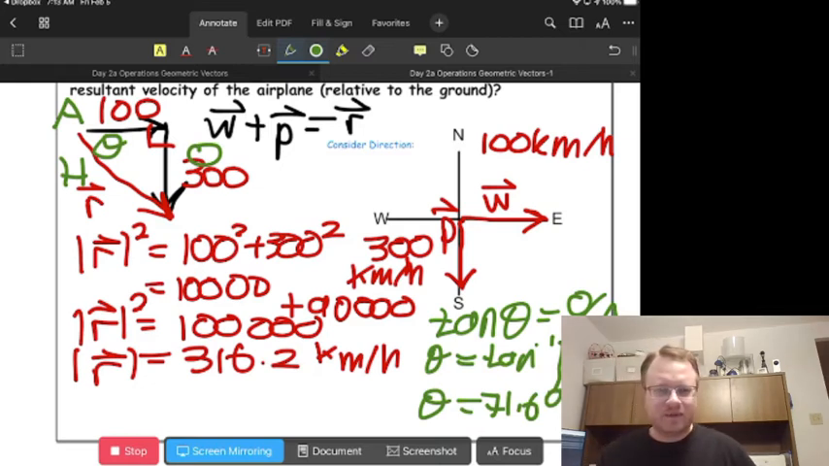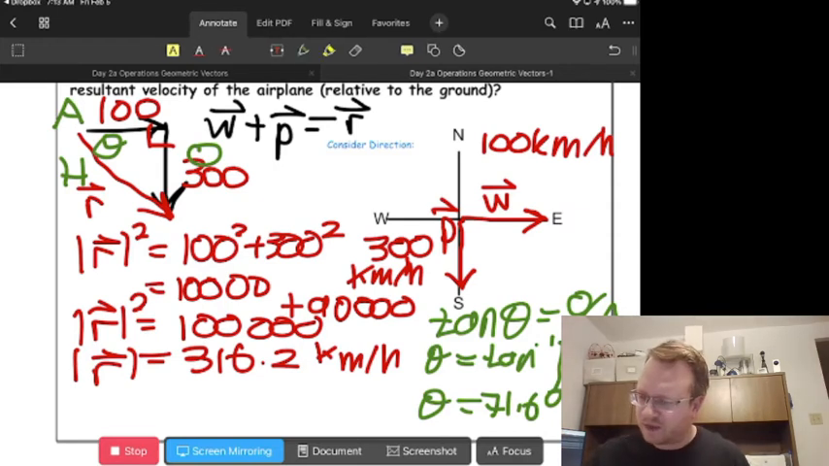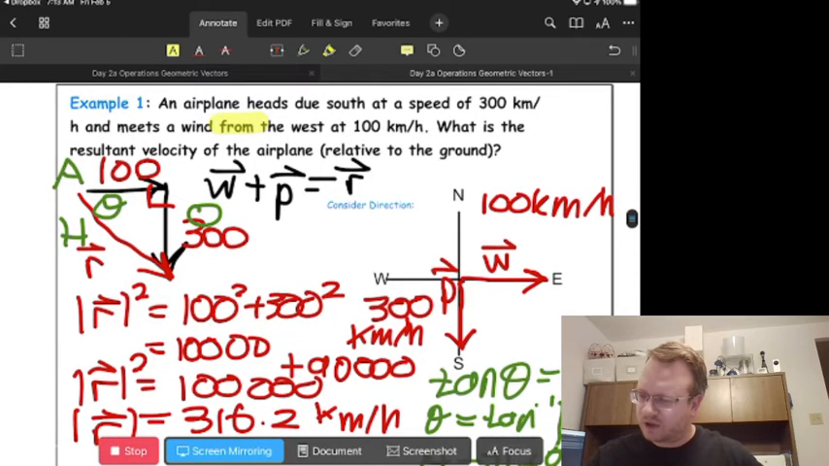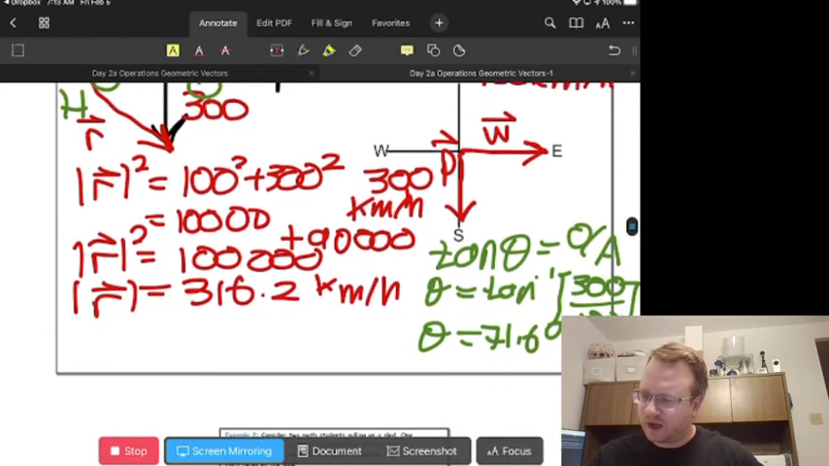All right, and that's enough information. What do we need for a vector? We need to know the magnitude, and we need to know the direction. I know the magnitude of that side of my triangle, or my vector. I know the direction, so let's state it. So let's go back, make sure we've answered the question. What is the resultant velocity of the airplane relative to the ground?